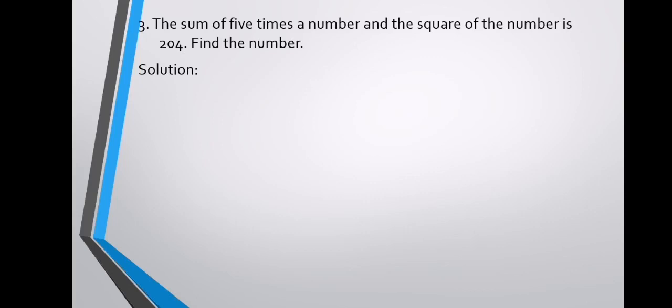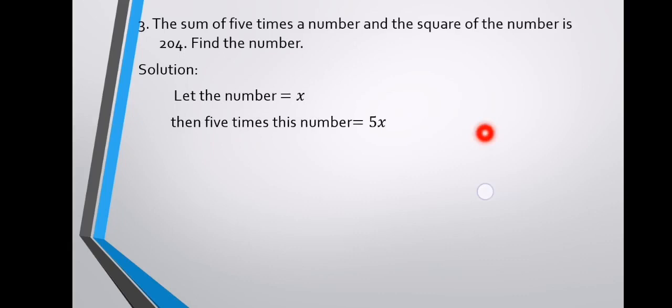The next question is: the sum of 5 times a number and the square of the number is 204. Find the number. Again, we will have to first suppose for the required one. That is, we suppose that the number which we are going to find may be x. Then, since we are going to apply the condition on 5 times of this number, 5 times of this number will be 5x and the square of the number is x square.